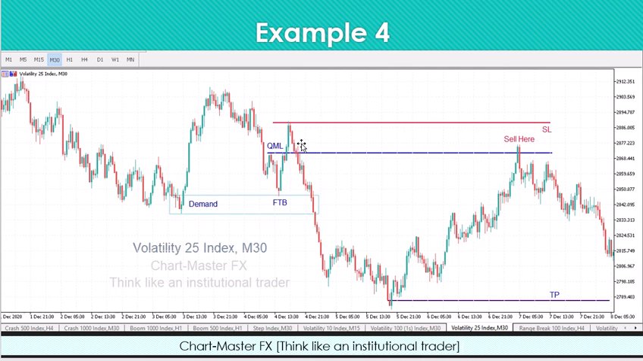So this is how you would actually trade this one. So guys, you need to check all the boxes, guys. We have our demand here. Once we have our demand, we wait for the first time back. Once we have the first time back, we ensure that there is a QM level somewhere, somehow. Then you can wait for the price to approach that QM level.